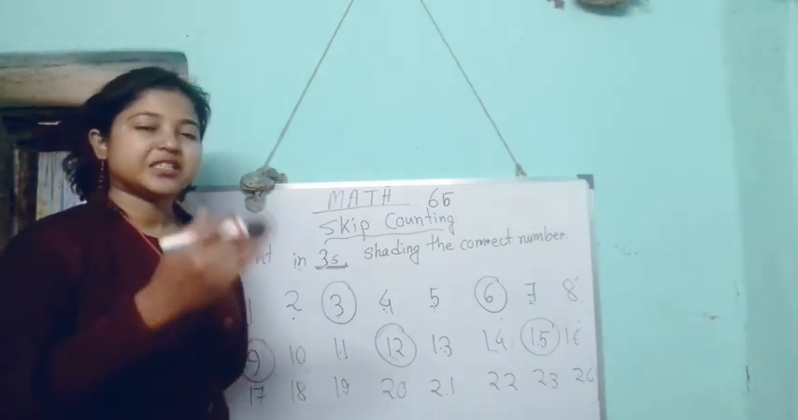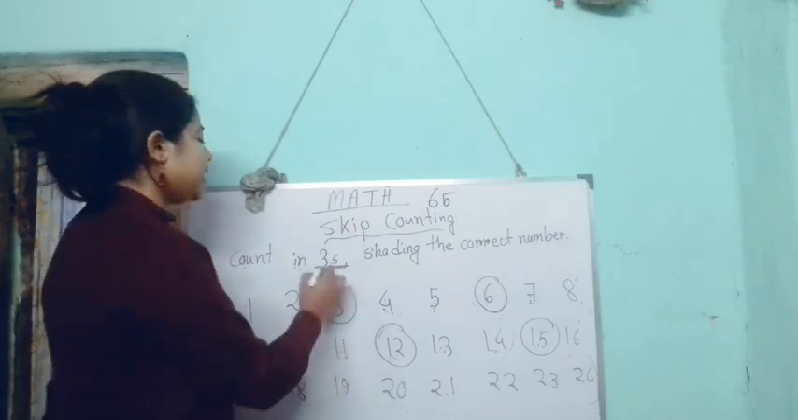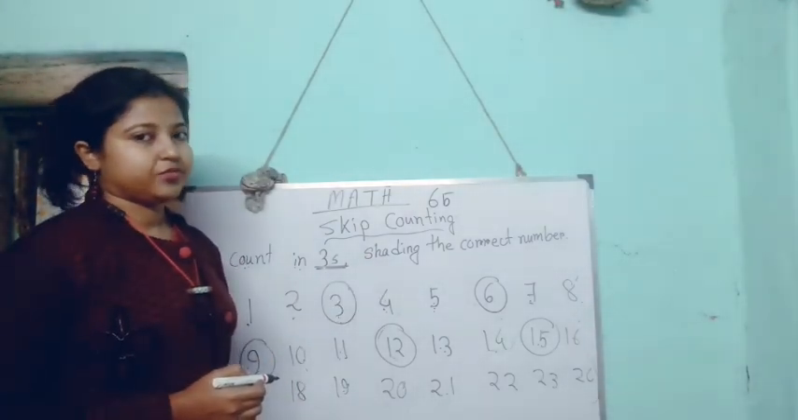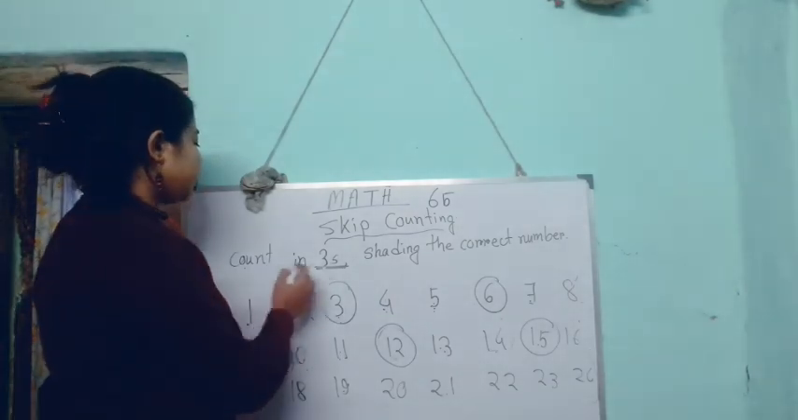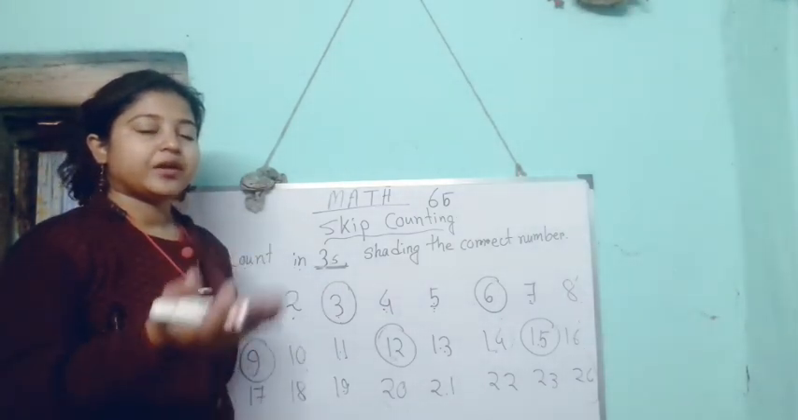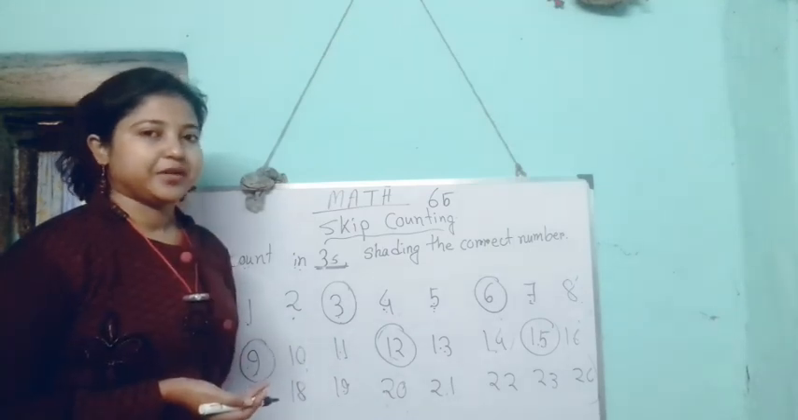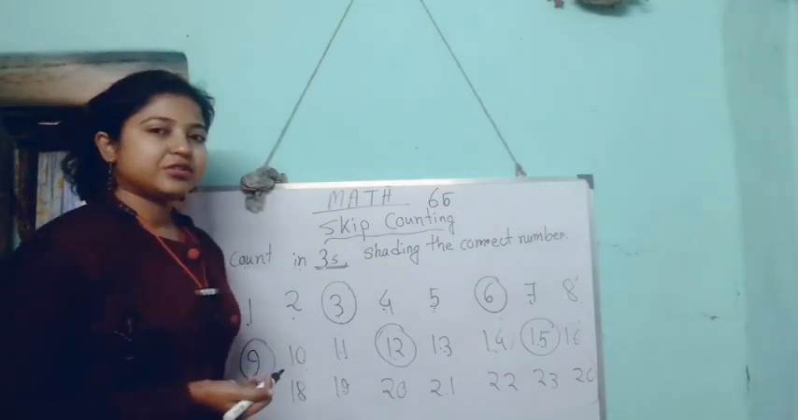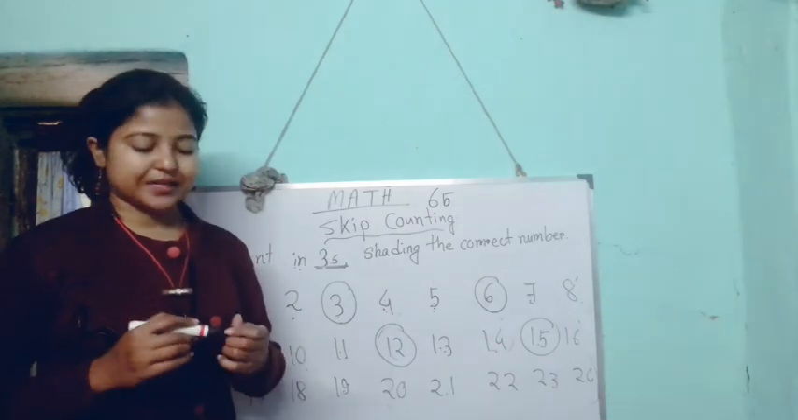Skip counting. We have to skip 1 number or 2 numbers or 3 numbers. How much we have to count will be written there, okay? So count in 3s means you have to leave 2 numbers and count the third number. So this is how you will do skip counting and story sum from your book.